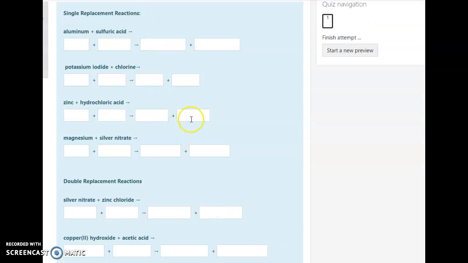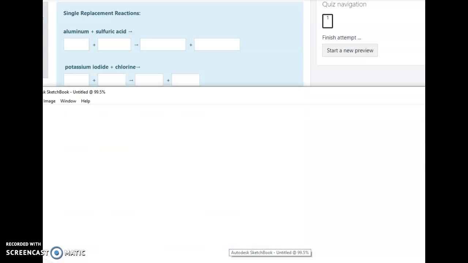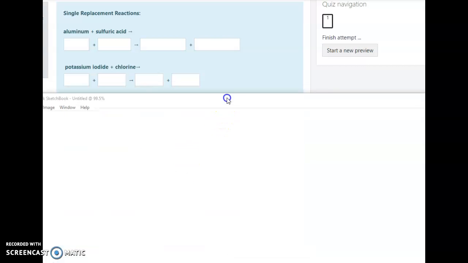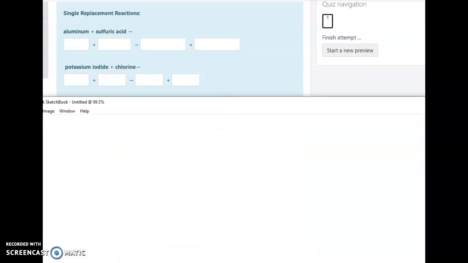So in reaction predictions, we talk about single replacement reactions, double replacement reactions, synthesis, decomposition, and combustion reactions. On this assignment, all I'm asking you to do are the single replacement and double replacement reactions because they are the more difficult ones to do. So let's look at this first one here, which is aluminum reacting with sulfuric acid.